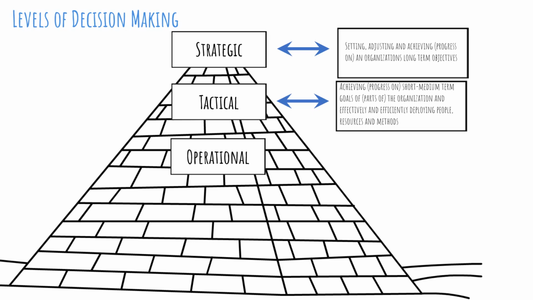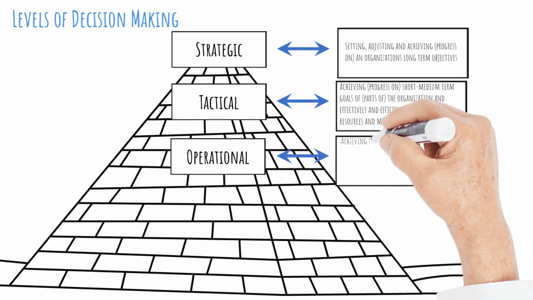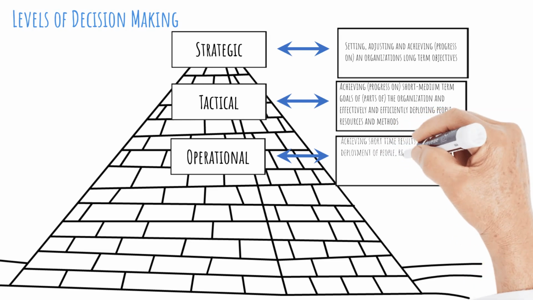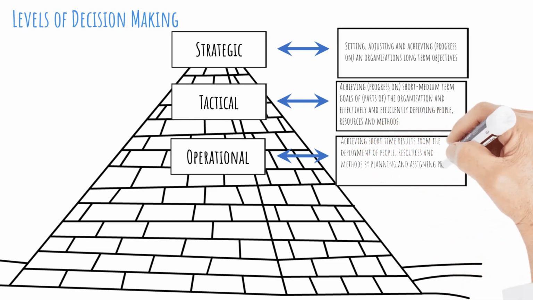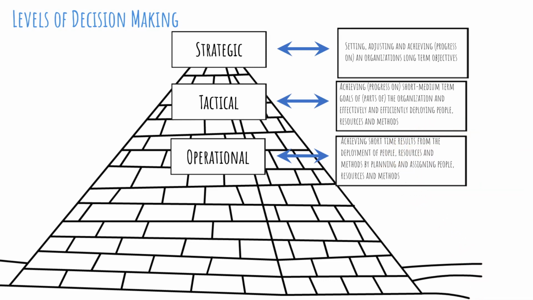These decisions also include decisions on effectively and efficiently deploying people, resources, and methods. Operational decisions are focused on achieving short-time results from the deployment of people, resources, and methods, by planning and assigning people, resources, and methods. In short, implementing the processes derived from the tactical decisions. With the changes we've gone through in the last several decades, changes in organizations, technology, society, these three levels no longer describe reality. Implementation of organizational structures that empower more people to decide, based, for example, on agile principles, the availability of more data and information to improve interactions, and the expectations of higher quality and faster service in society, make it necessary to add two more levels to these traditional three.